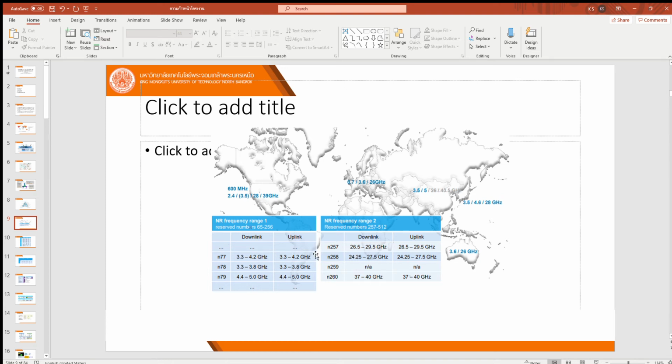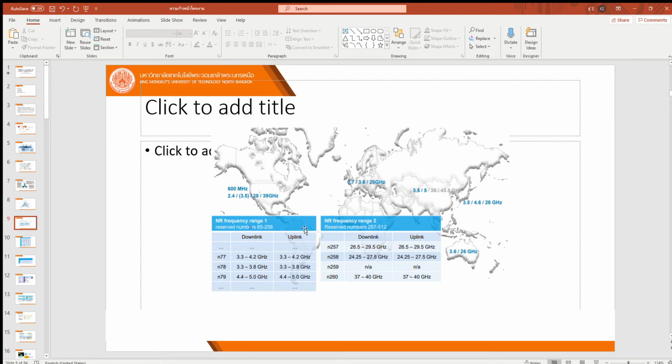In this technology, they can use the same frequency for uplink and downlink because they're going to use TDD technology instead of FDD. In TDD, you can use time to divide between uplink and downlink. And for FDD, you use separate frequencies. So that means FDD can consume much more bandwidth than TDD. So you can see that in the future, they're going to use TDD technology.